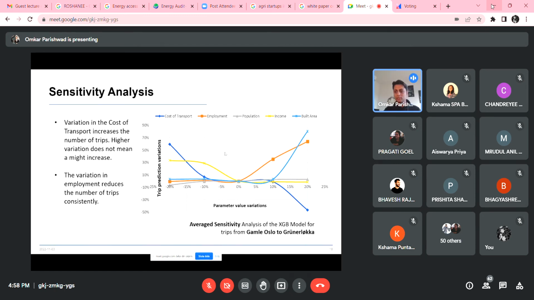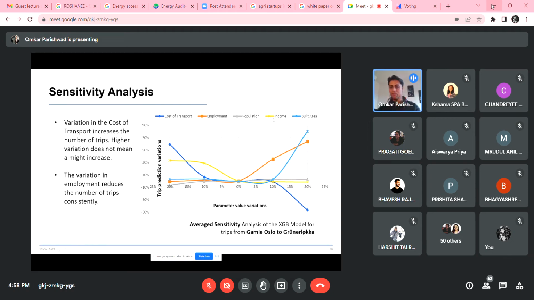If I charges introduced in the city, or if we have fuel prices going up, then we would know how much exactly would the number of trips reduce by when there's a certain increase or decrease. Similarly, for population and built area, we see an increase in the number of trips when we increase employment or the built area. So urbanization leads to an increase in the number of trips.